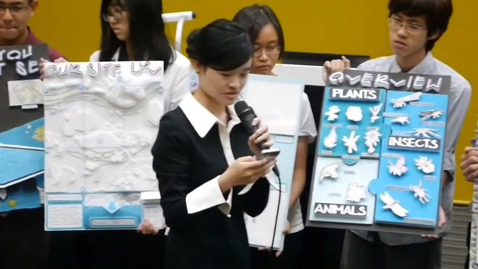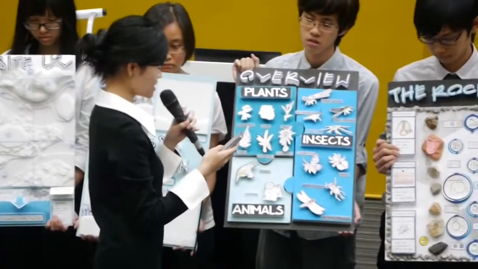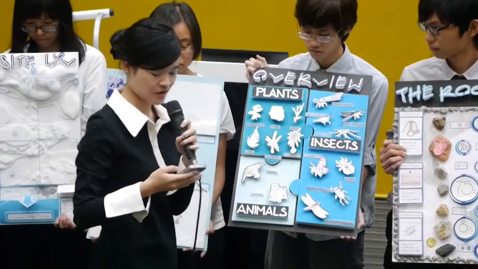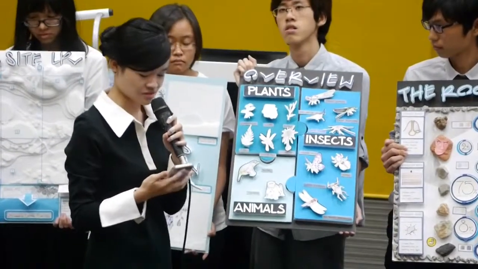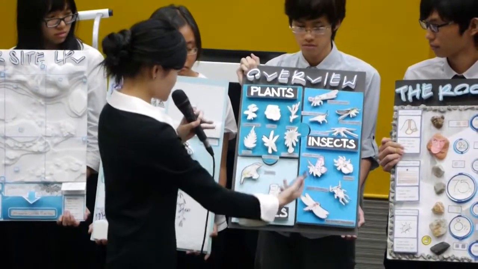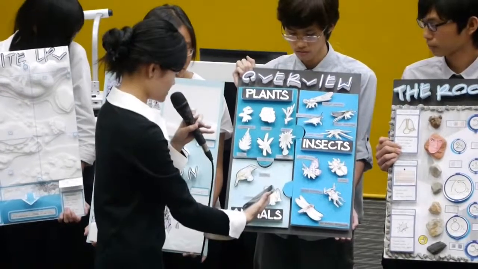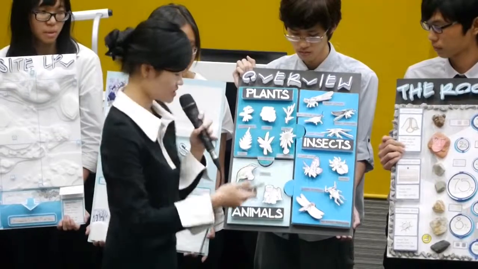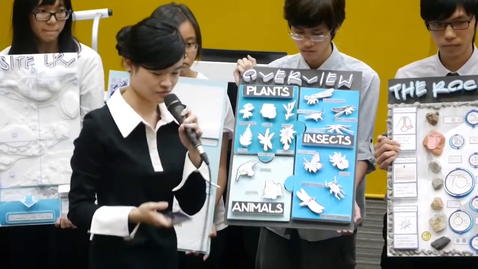The seventh board is called the overview board. It is like the main blanket board to explain all of the specimens that we've found on our site collectively. It is arranged into 3 parts: the insects, the plants, and animals. It includes a small picture and the scientific or common name that it is well known for.